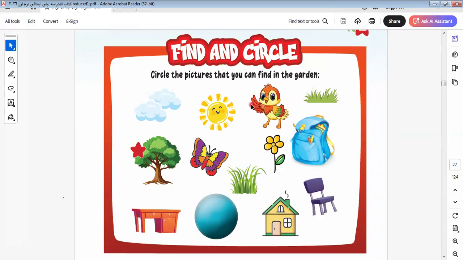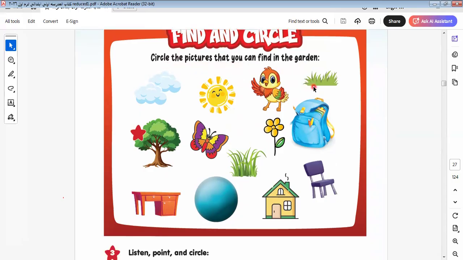Here is find and circle. Circle the picture that you can find in the garden. So you go to the garden and we have things that we see in the garden. What can we see in the garden? In the garden, we see grass. In the garden, we see a bird. In the garden, we see a butterfly. In the garden, we see a tree.